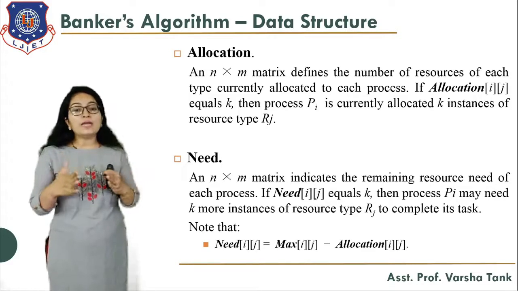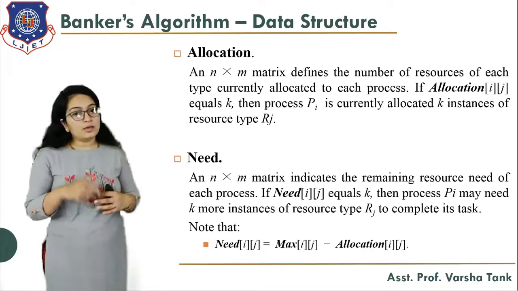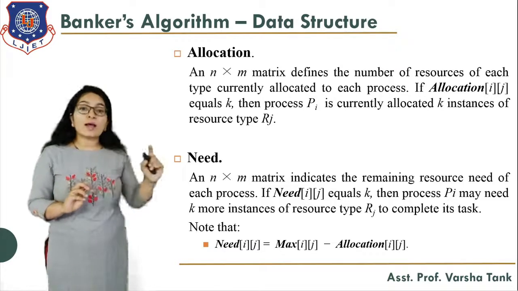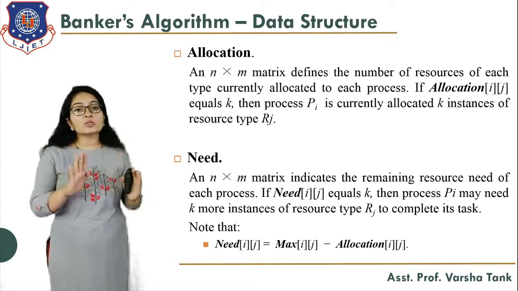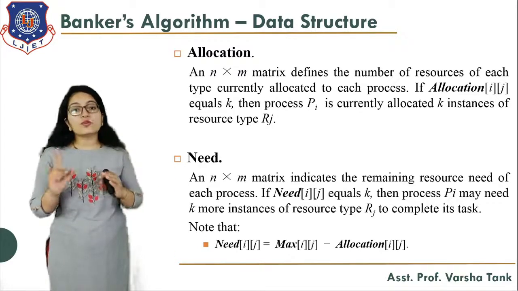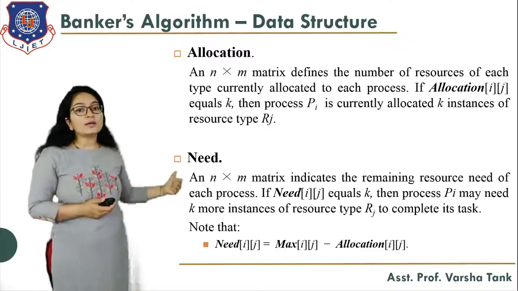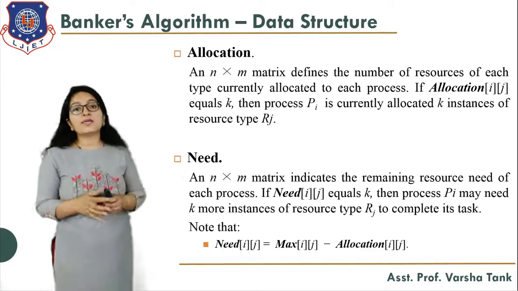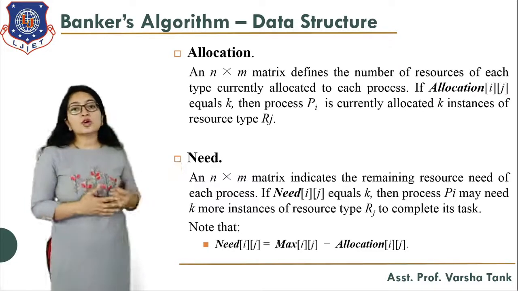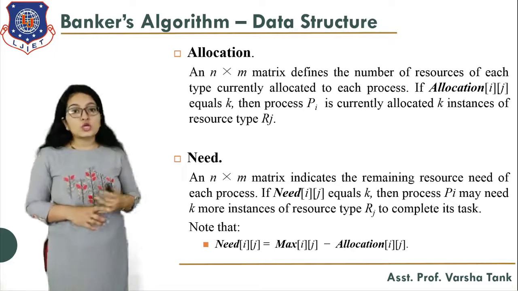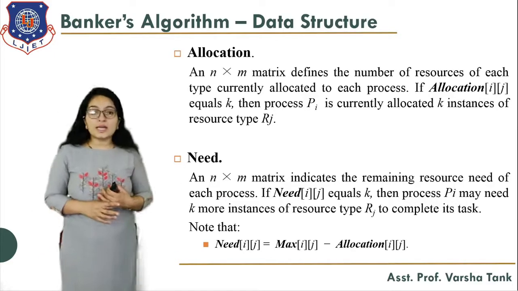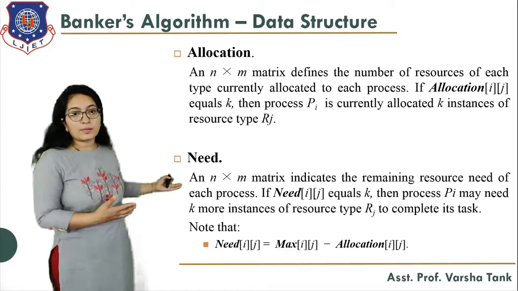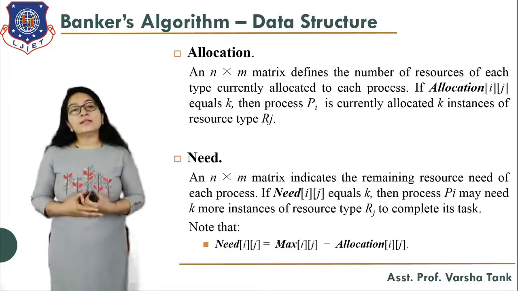So now how many resources does process 1 need? 1. 5 minus 4 is 1. 4 is allocated, 5 is the max need. So that is what need is. Got it? An n cross m matrix indicates the remaining resource need of each process. So if need[i][j] equals k, then process Pi may need k more instances of resource type Rj to complete its task.